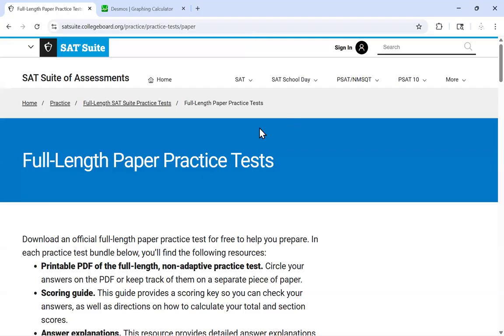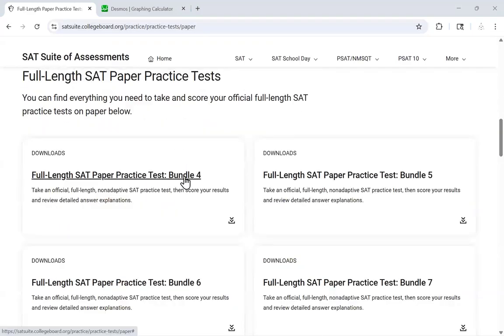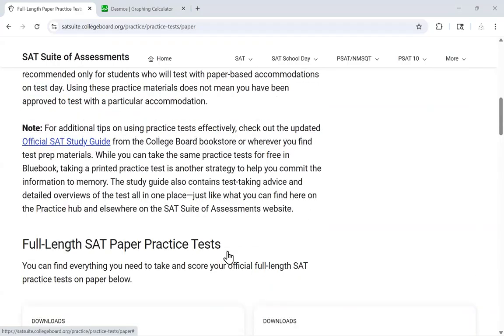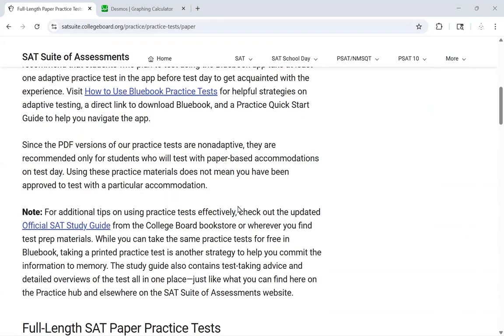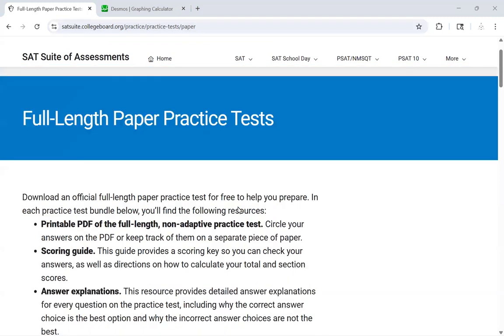As an update to this video, I just want to say currently the full-length paper practice test site that we just saw only has bundles 4, 5, 6, 7, 8, 9, 10. Practice tests 1, 2, and 3 got pulled. Now you can still find practice test number 2, and in fact, I will link that in the description of this video.